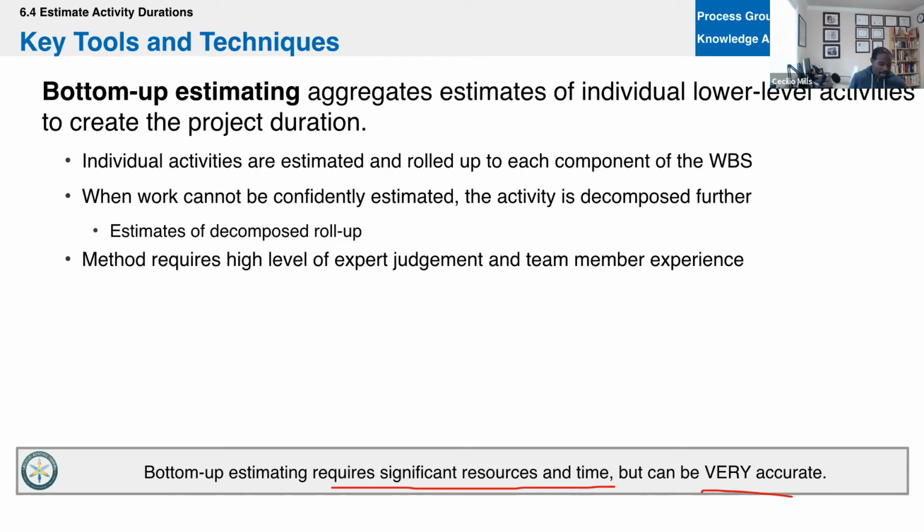Bottom up is the most accurate, but it's also the most time consuming and it costs the most. Whereas analogous is the least accurate, but it's the quickest and it costs the least. All right.